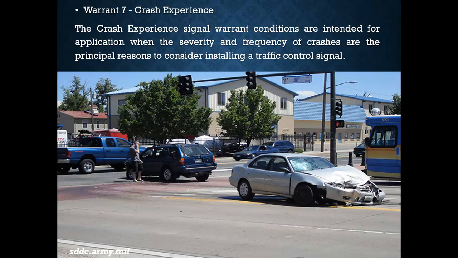When we notice that the high frequency of crashes in a particular location or intersection is a result of lack of traffic signal in that location or intersection, then warrant 7 is adopted, where the traffic signal can be installed. So this is basically on crash experience.